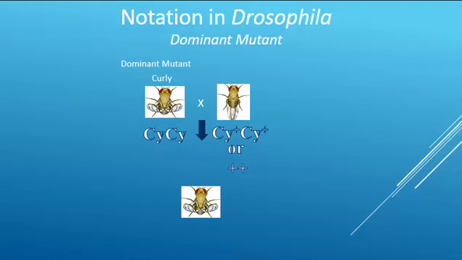So here we have the homozygous dominant curly-winged mutant mated with the homozygous recessive wild type in this case. And that produces F1s that are heterozygous just as expected.